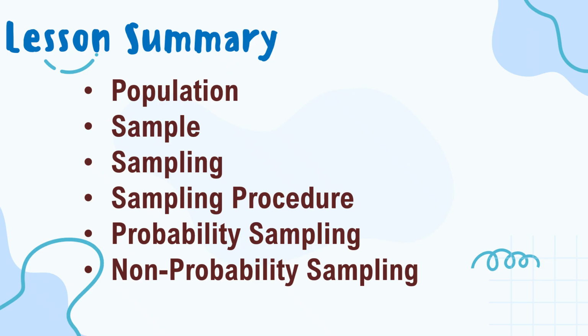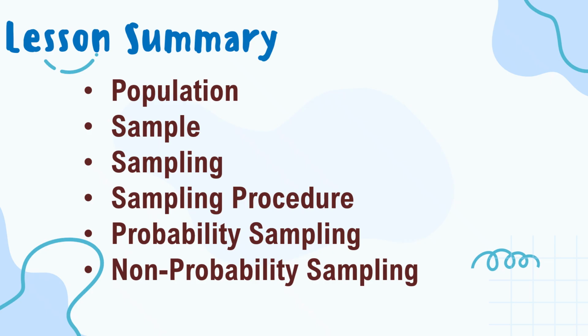Okay, so before we end, let's review the major concepts. So we have 6 key ideas. So number 1, population. It is the entire group being studied. And then sample, it is the smaller group selected from the population. And then we have sampling. Sampling is the process of selecting participants. Sampling procedure naman explains how the participants were selected step by step.